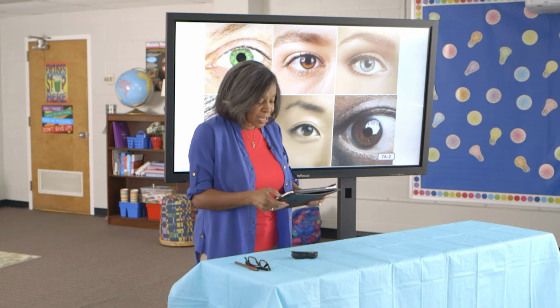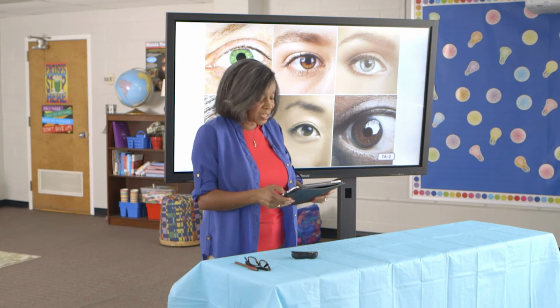Now, let's use your eye muscles. Up and down and side to side. Ooh, I get a little dizzy when I do that. Now we're ready to take a peek at the parts of your eyeball itself.